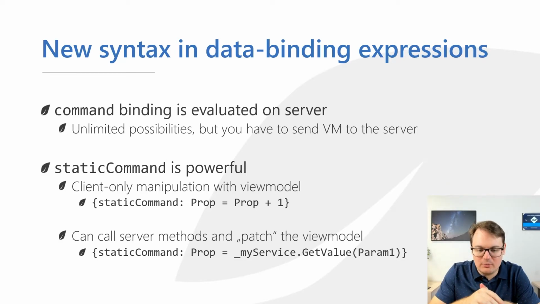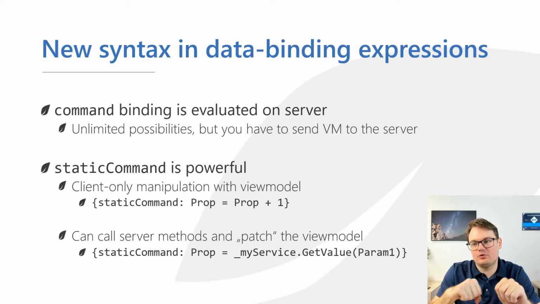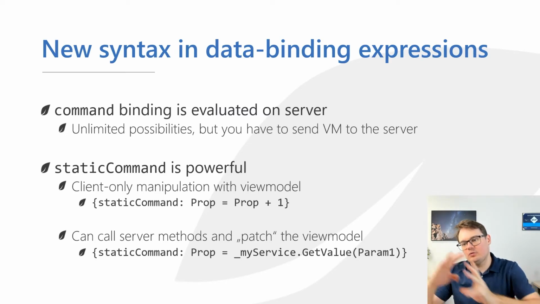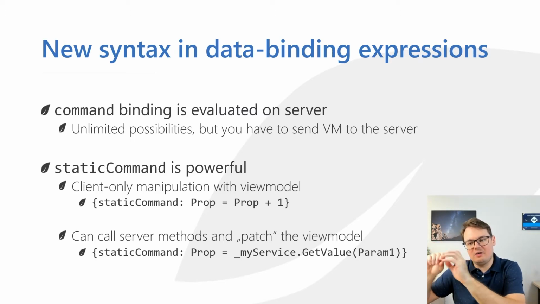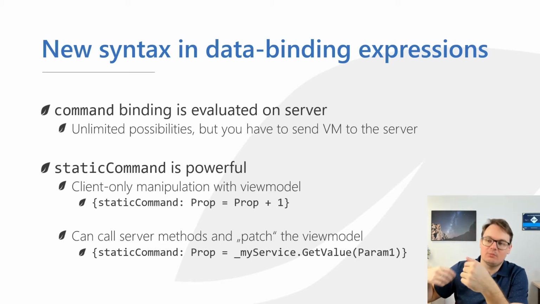In case of command binding, it's always evaluated on the server. So when you click on a button, which has a command binding associated, it will just send the view model to the server, and everything that's inside of the command binding will be executed on the server. Which means that you can call any function. The IntelliSense won't offer you everything, but basically you can call anything because it's running on the server side.